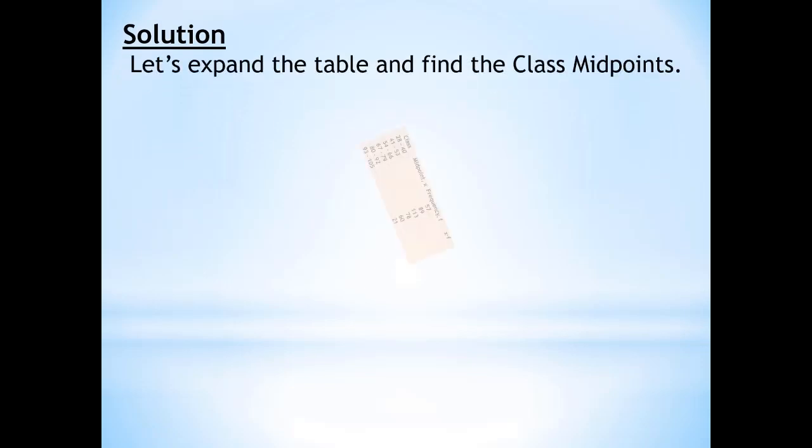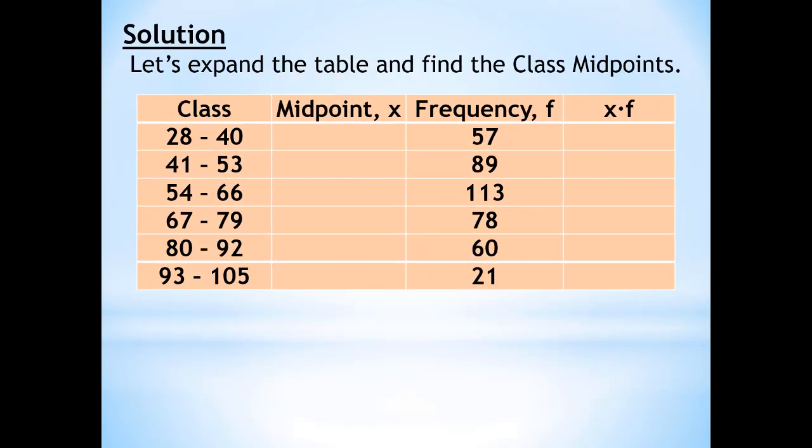I'm going to expand the table to also include midpoints, because the midpoints of the classes are going to be my data values, and I need to incorporate a column for multiplying each one of the midpoints times the frequencies. So the midpoint of the first class from 28 to 40 is going to be 34, because 28 plus 40 is 68, divided by 2 is 34.